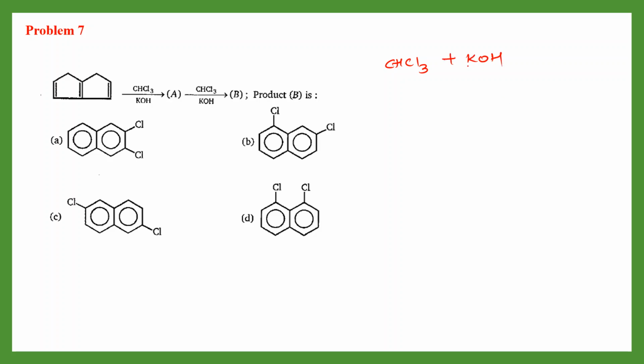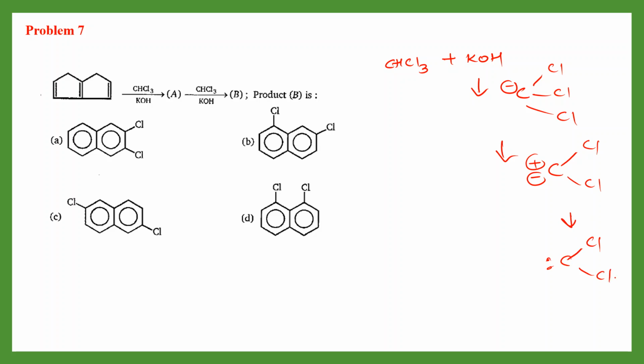How will it form? First, the base is going to abstract your proton. You have three chlorines. One of the chlorines will go, and I have told you earlier also, when there is any leaving group here, it will form positive negative. Positive, why? Because Cl minus has left. So here you got carbene. Good.